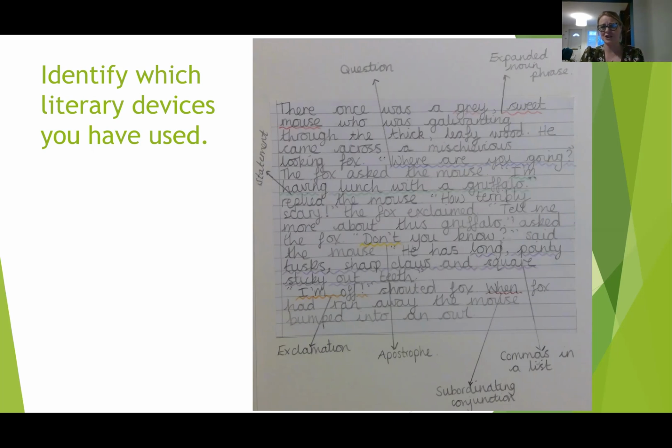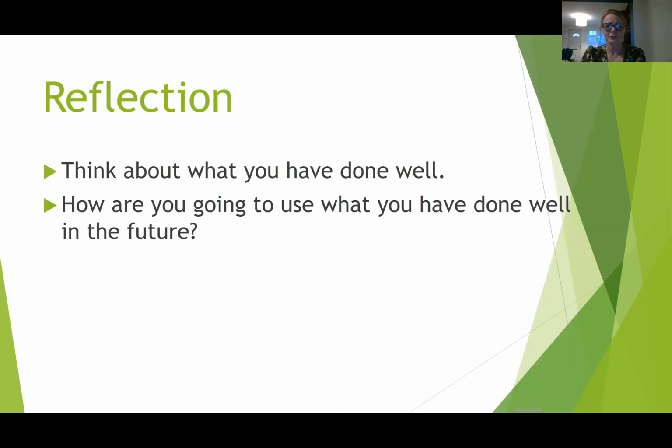Well done if you decided to challenge yourself, that's super. The last thing I'd like you to do if you've got time is to have a quick reflection. You might want to do this just using your words by talking to somebody, or you might want to write it down. But I want you to think about your story of the Gruffalo and think about what you have done really well. How many of those literary devices did you use? And now you've recognised what you've done well, how do you think you could use that in the future?